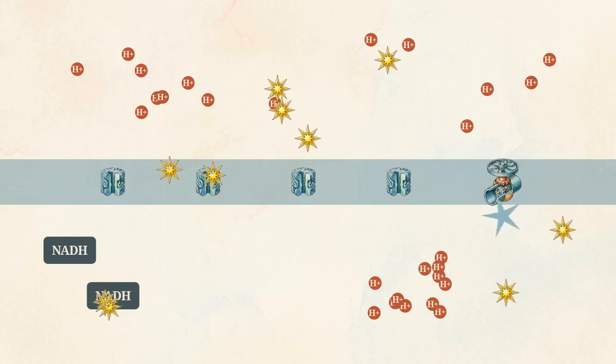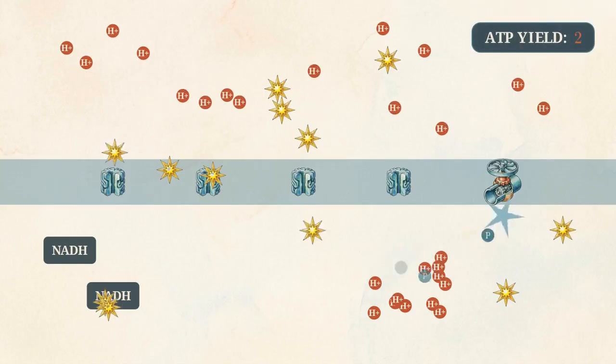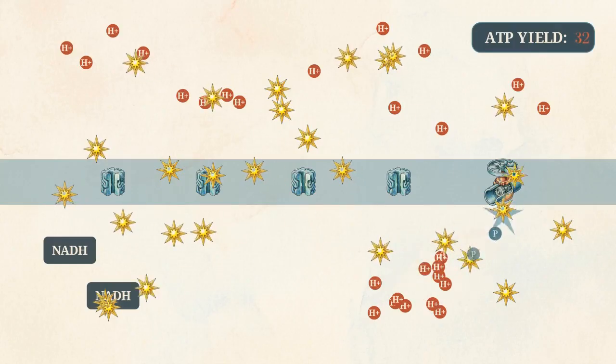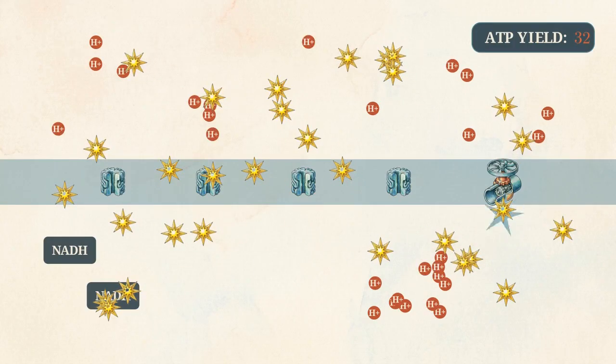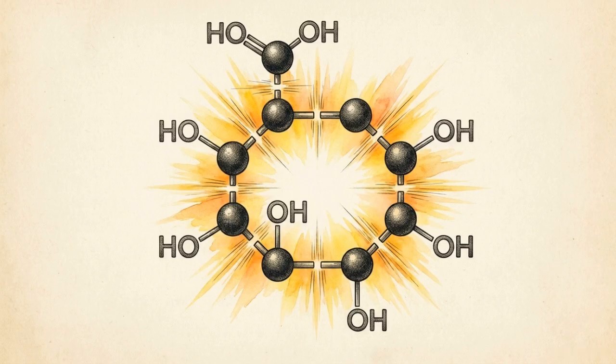The final payoff is a yield of approximately 30 to 32 ATP per original glucose molecule. This multi-stage oxidative funnel systematically squeezes the absolute maximum potential energy out of a single sugar molecule.